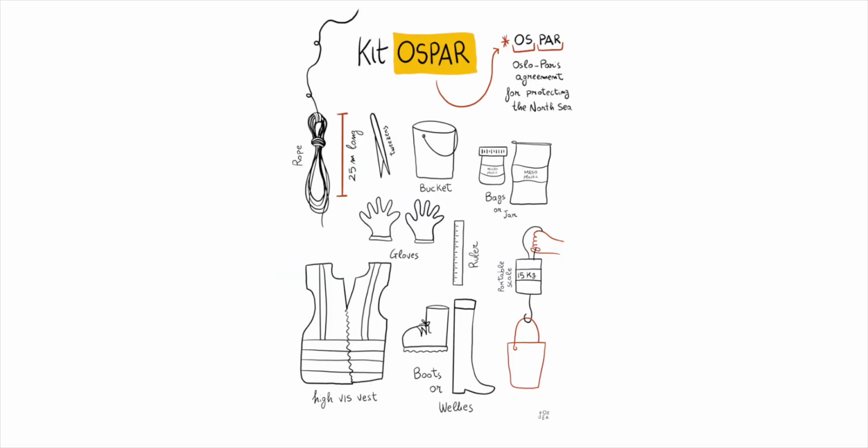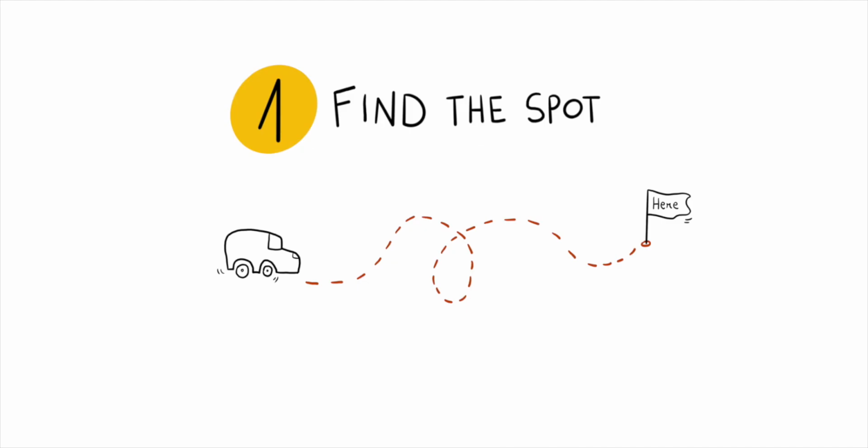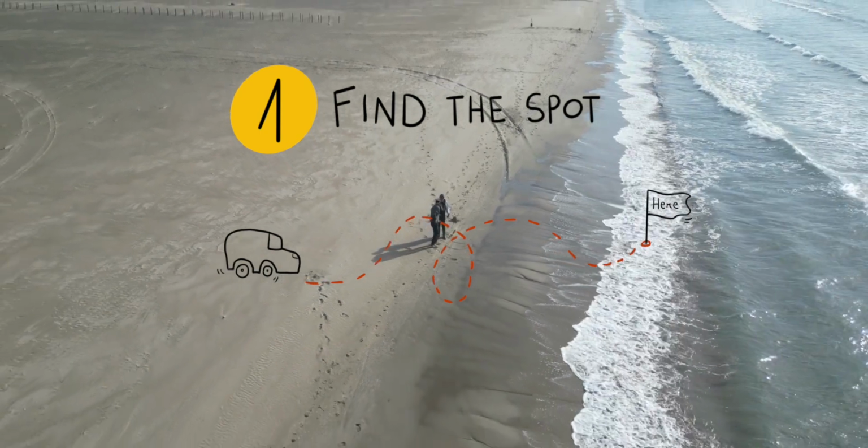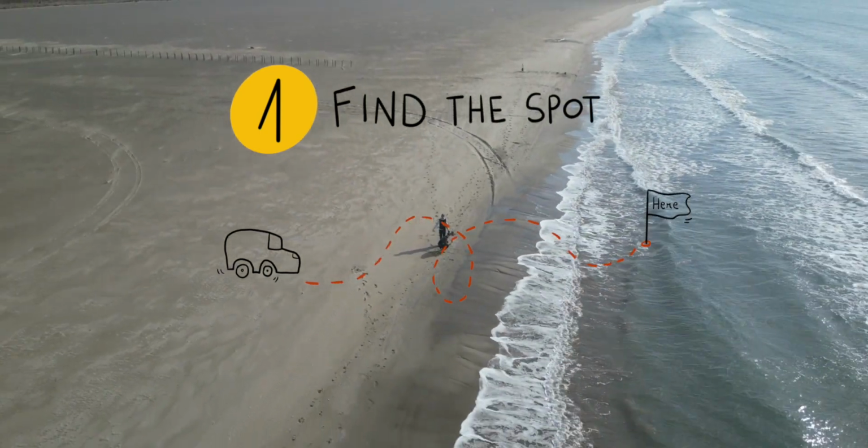Ospar comes from the Oslo and Paris Convention of 1972. The aim of this convention was to protect the Northeast Atlantic. First of all, you have to go to the field and find an accessible place to carry out the protocol. The sampling site should be 100 meters long, or at least 30 meters.